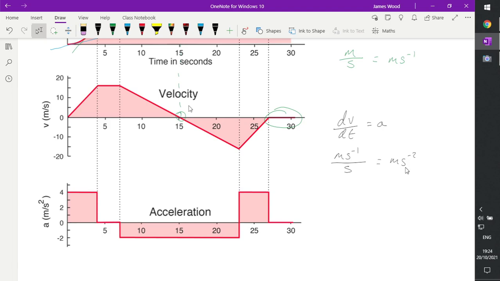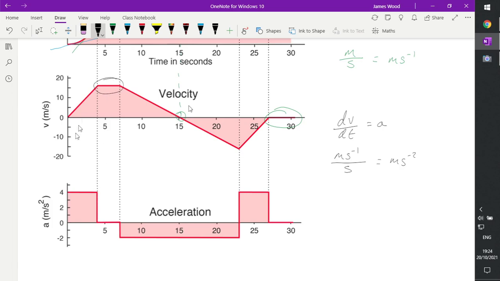Let's pick out a couple of points to look at. So maybe this first section, here we can see it is increasing at a constant rate. It's a straight line. So the gradient here is the same throughout, and it's positive. So the acceleration is positive and the same. So the gradient here must be 4, hence I've got an acceleration here of 4.